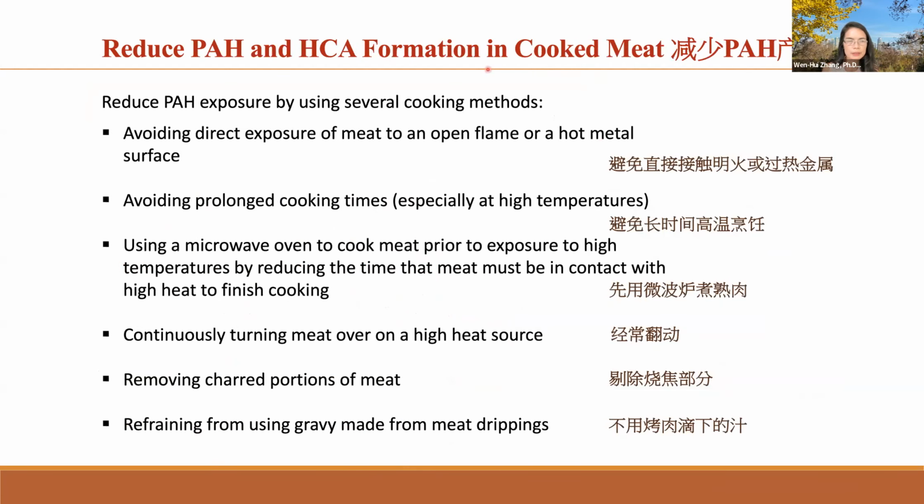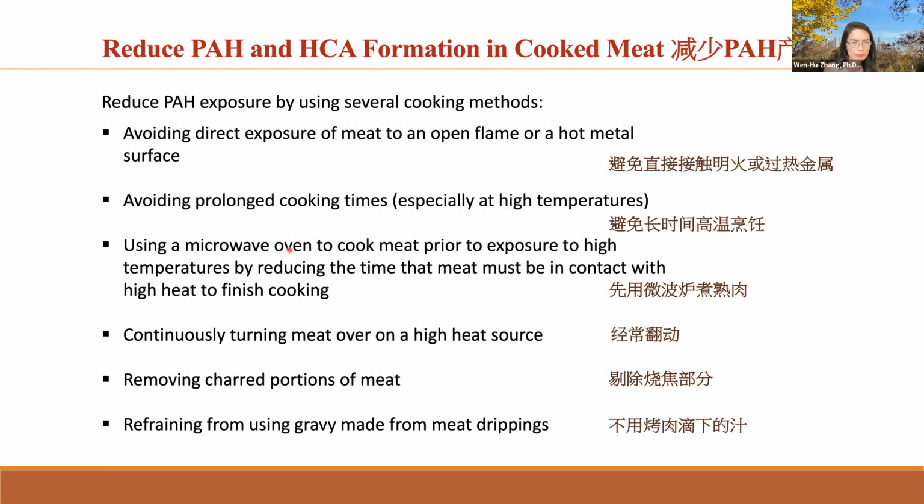So how do we reduce carcinogens in cooked meat? By avoiding direct exposure of meat to an open flame or hot metal surface. That's like grilling. Because grilling could be just putting a meat right on top of the open flame or on a very hot metal surface. So we need to avoid that, eat less grilled meat. And avoid prolonged cooking time. So just try to reduce high temperature cooking time.